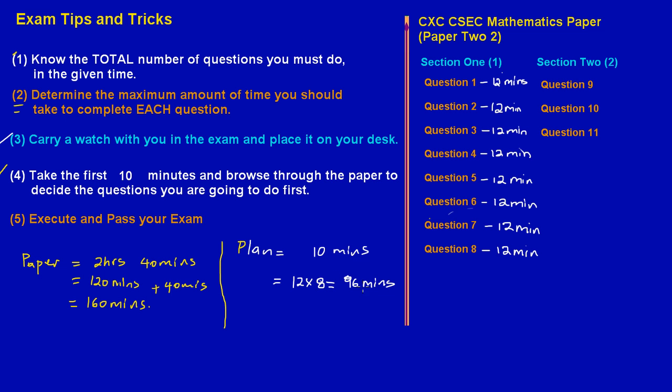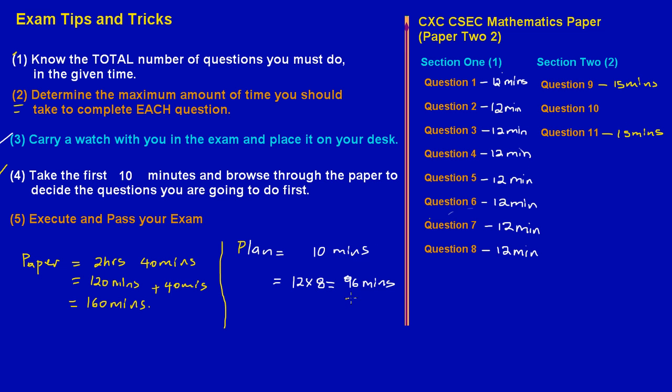106 minutes so far. Now, my friends, in section 2, this is very important. We're going to spend 15 minutes per question in section 2. So let's say, for example, you chose to do question 9 and question 11 in section 2. You're going to spend a maximum of 15 minutes on question 9 and a maximum of 15 minutes on question 11. Hopefully you can complete the question in a shorter time, but that's the maximum amount of time to spend on each question. So there we have it, my friends.